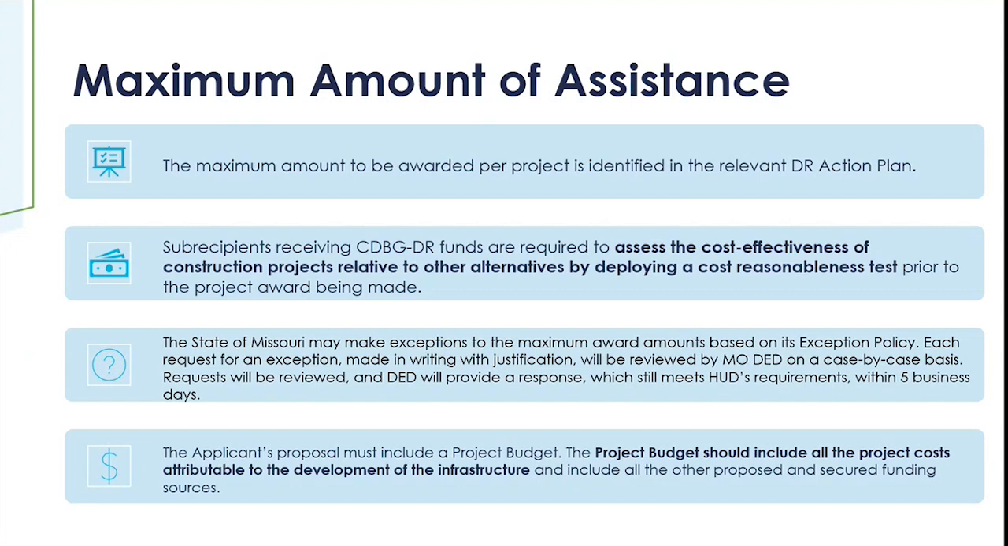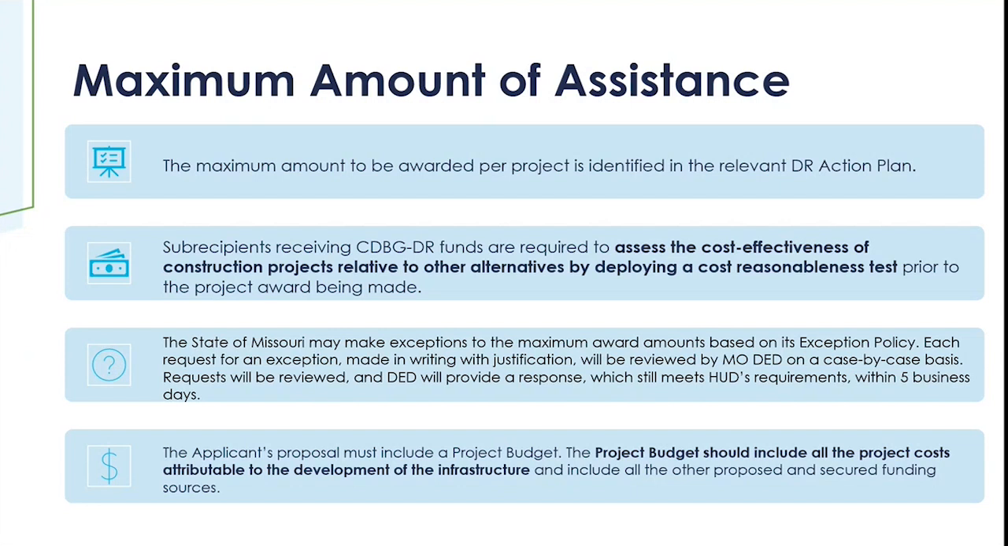Okay, so as mentioned on the subrecipient responsibility slide, we talked about cost effectiveness. So all subrecipients who receive CDBG funding are required to assess the cost effectiveness of all construction projects relative to other alternatives by deploying a cost reasonable test prior to the award being made. Okay, so that just basically means, when looking to implement a construction project, is the type of construction, the type of rehab, cost effective compared to any other alternative for repair or reconstruction?